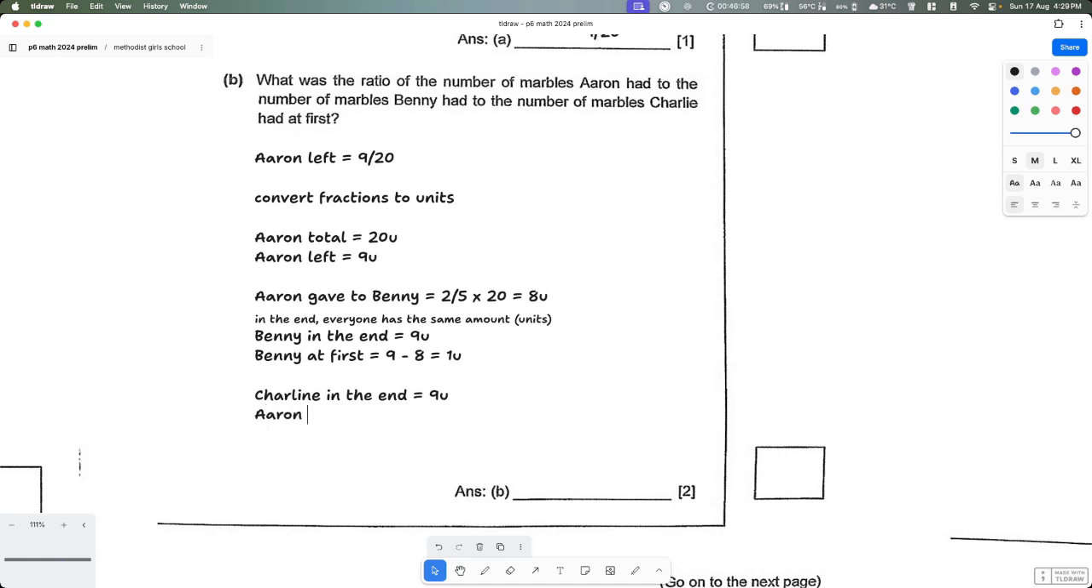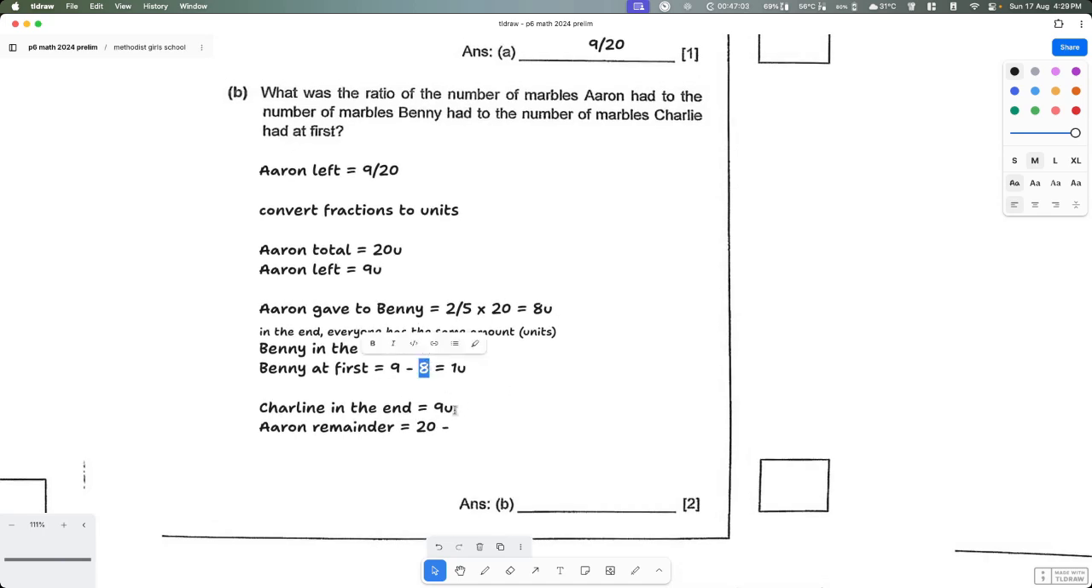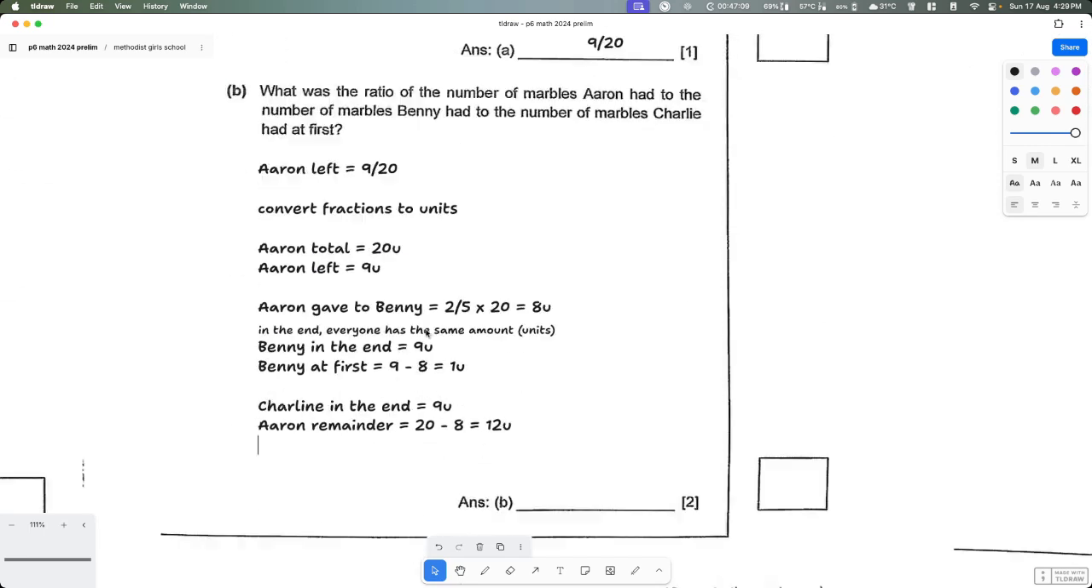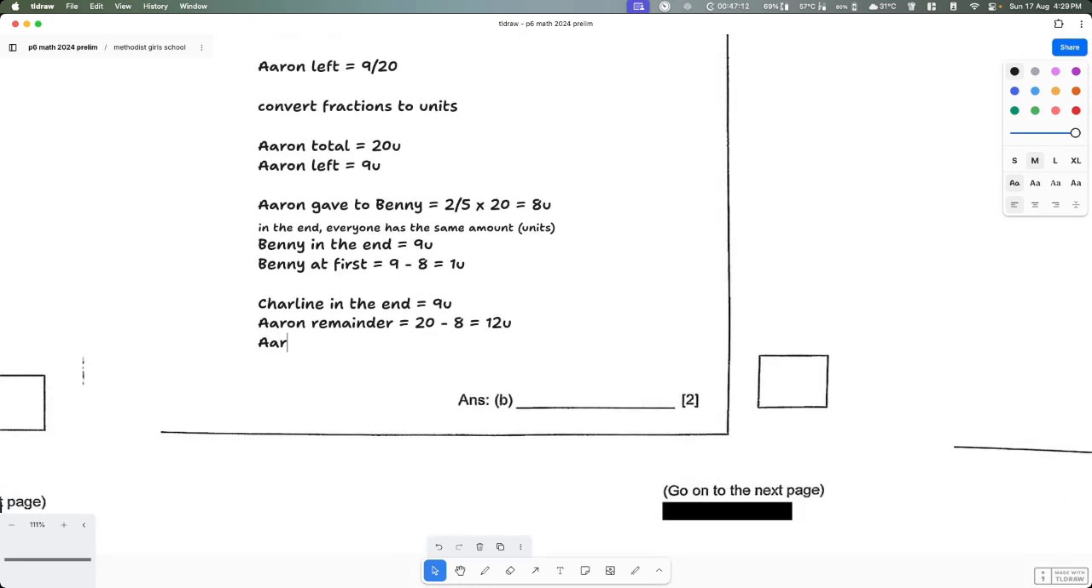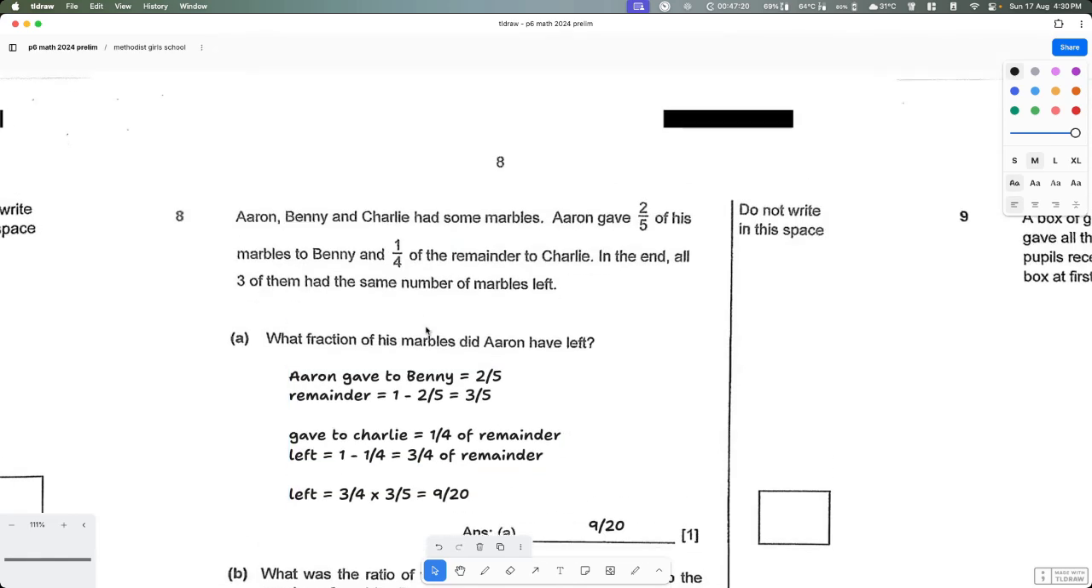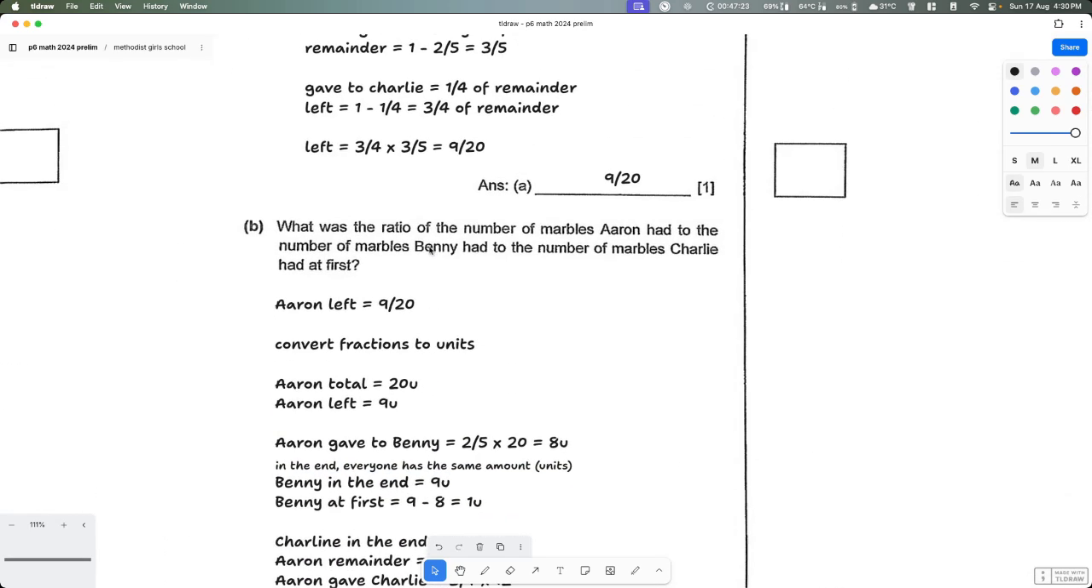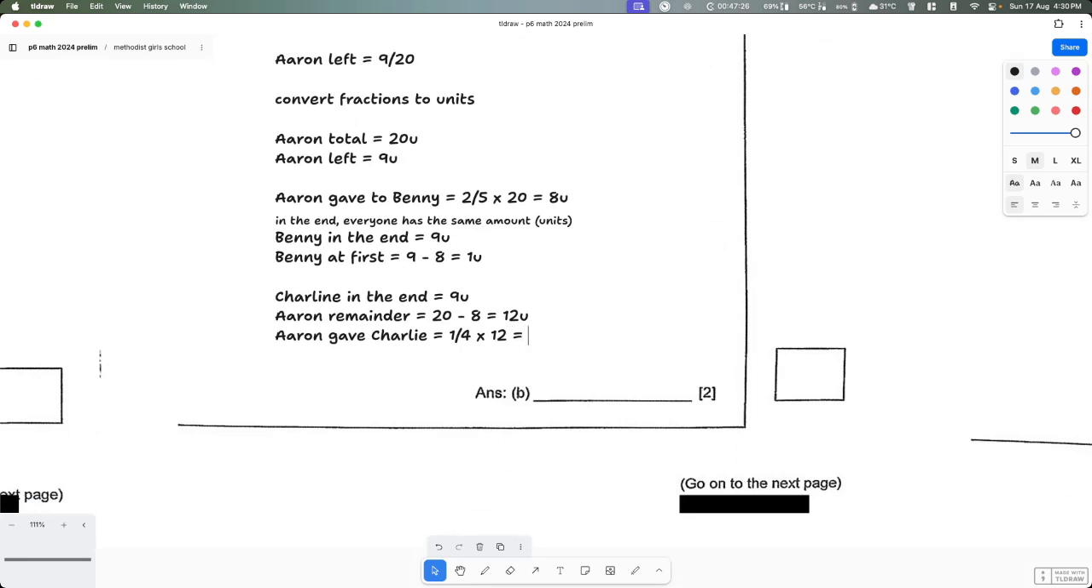Aaron's remainder is basically 20 minus the 8 he gave away, which is 12 units. So he gave away 1/4 of the remainder. Aaron gave Charlie 1/4 of 12, which is basically 3 units. So that means Charlie at first basically had 9 minus 3, which is 6 units.